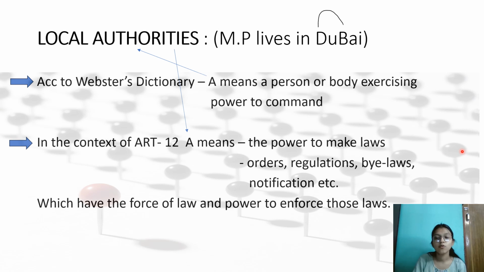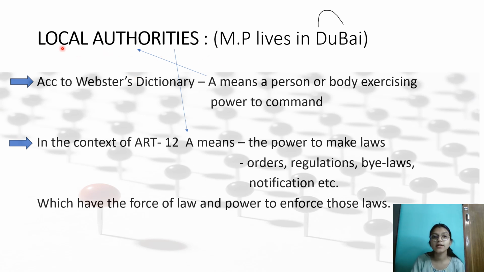Now let's see what local authorities mean. So here I have written a statement: MP lives in Dubai. M goes for municipalities, P goes for panchayats, lives in Dubai. DNB is interlinked, so D stands for district, B stands for board. This way we can remember what are the local authorities that fall under the local authorities term.